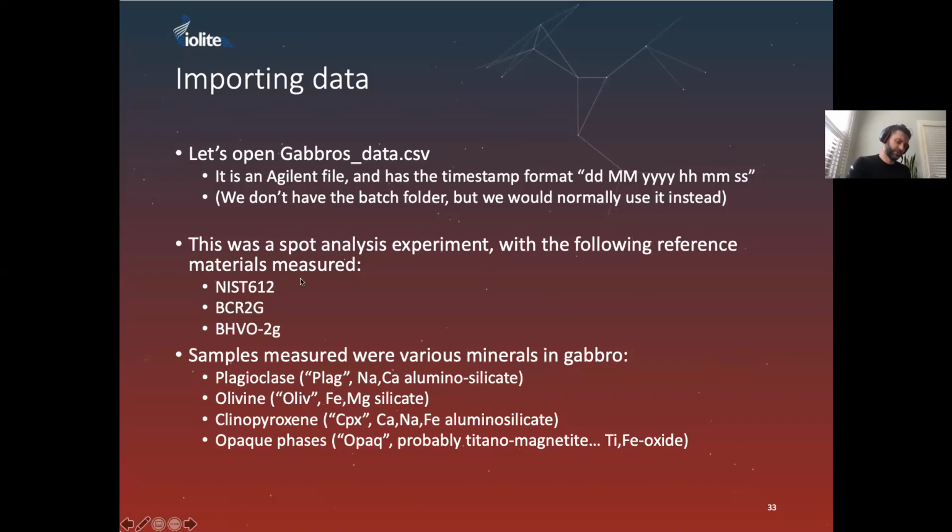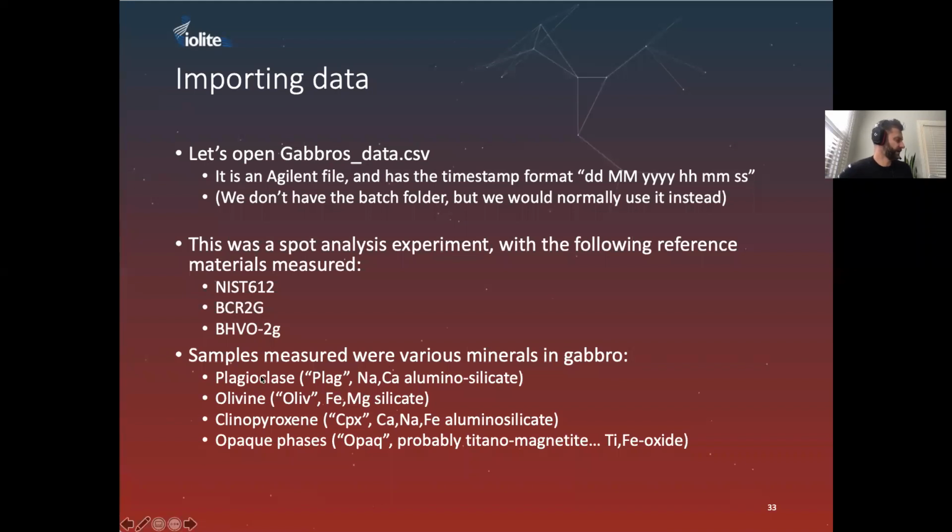So we're drilling a pit, then move to another sample, drill a pit, and we measured during the experiment some NIST612 runs, some BCR2G runs, and some BHVO2G samples. And these second two are basalt standard glasses, and we will use those to check our data.